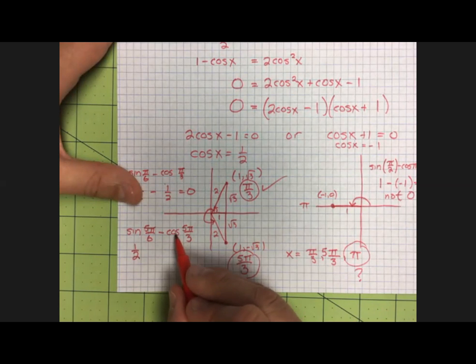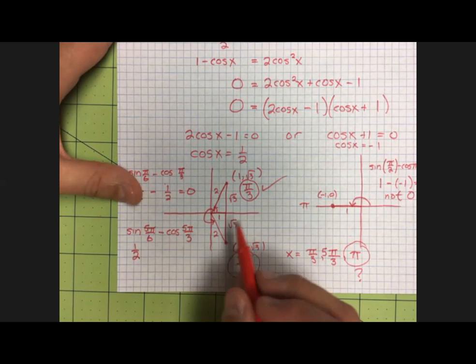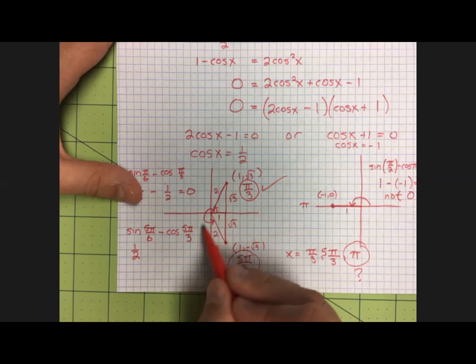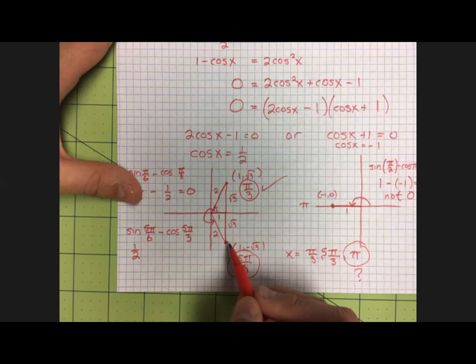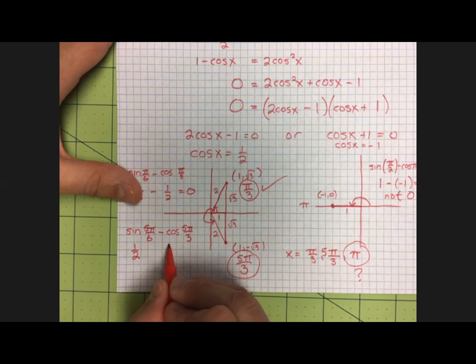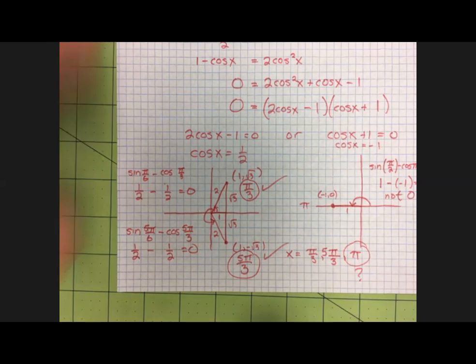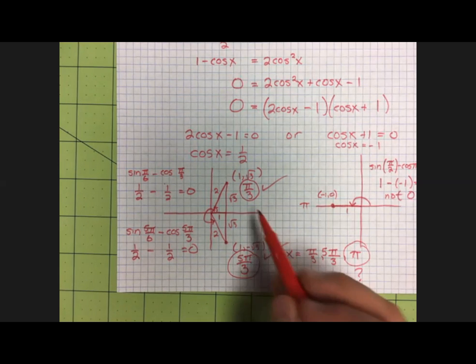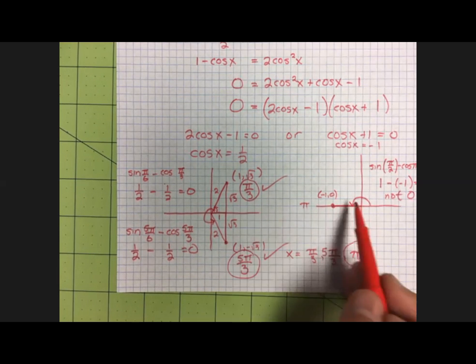And the cosine of 5 pi over 3, I'm looking at 5 pi over 3 right here. The cosine of 5 pi over 3 is 1/2. So 1/2 minus 1/2 is 0. This one appears to work. So you can't predict which one was going to fail. I was ready to say, oh, one of these fails and these two are correct.